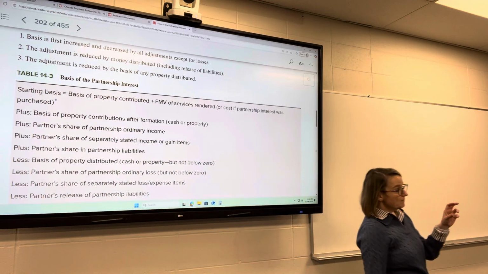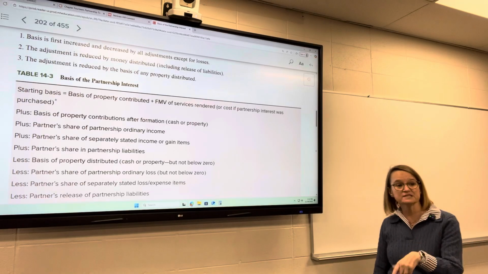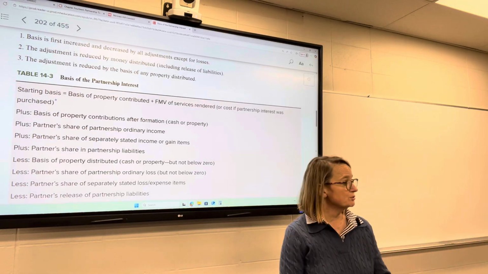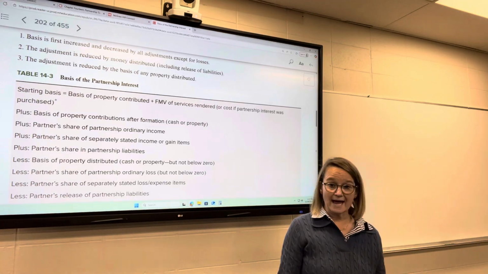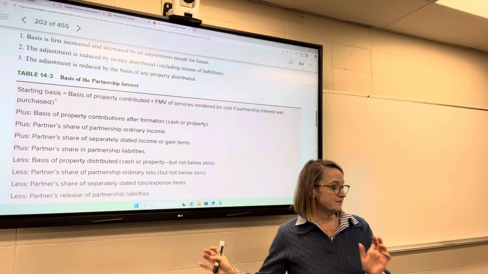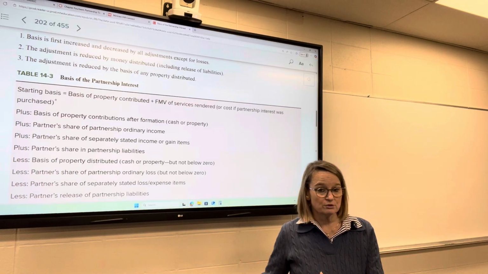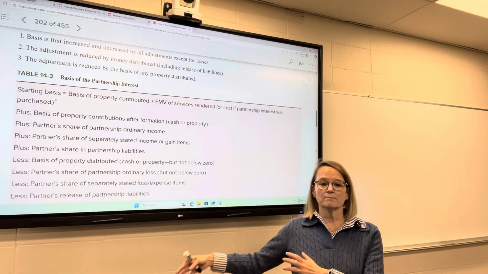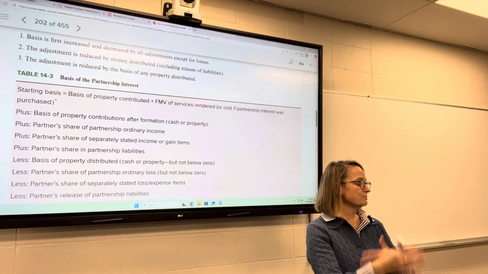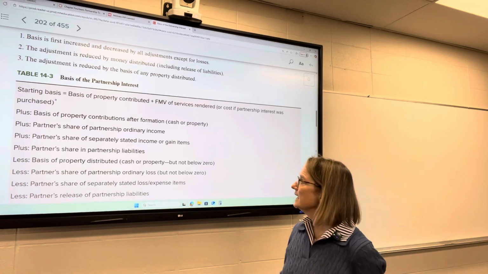Partners will oftentimes continuously make contributions to the partnership. Maybe it's short on cash, and so they've got to get cash from somewhere else, their personal cash, or take out a loan personally, and then they contribute it to the partnership so that the partnership can continue its operations.